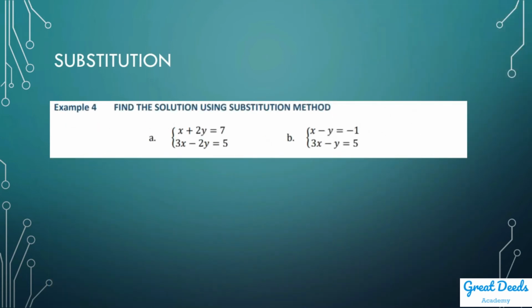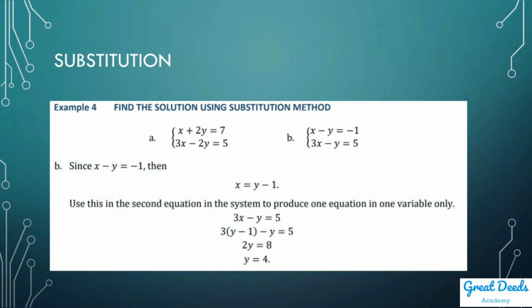Find the solution using substitution method. We shall go to letter B. From the first equation, x minus y is equal to -1. Okay, we can write x as x is equal to y minus 1. I am now going to use this in the second equation. I will replace x by y minus 1. That is why you call it substitution.